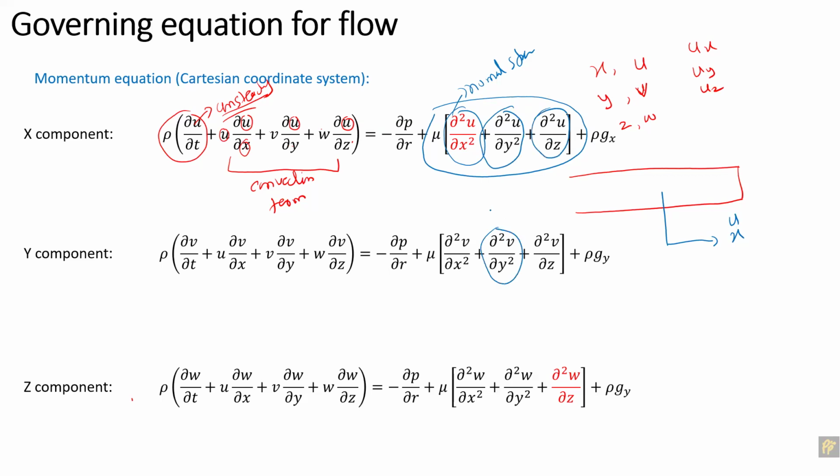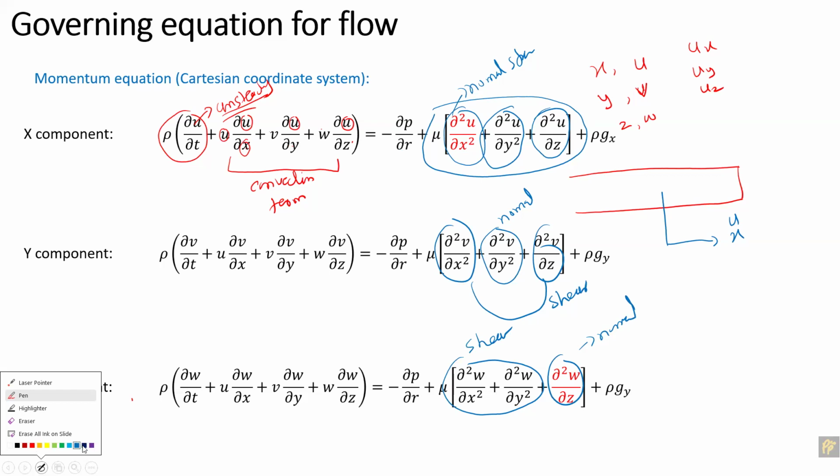Here, the normal stress is over here, and these two are the shear stresses. And similarly here, these two are the shear stresses, and this one is the normal stress. Okay, so now in the very simplified equation with no extra forces, we have the density multiplied because the flow is incompressible, that's why density is outside. So we have the transient component, the convection term, the pressure gradient term, the body force because of gravity, the normal stress, and the shear stresses.